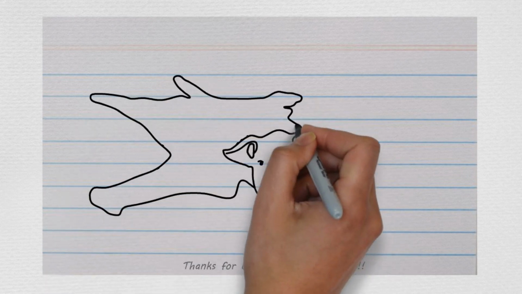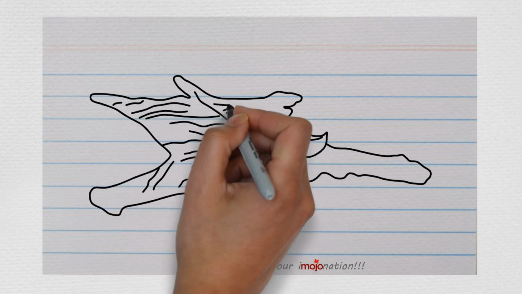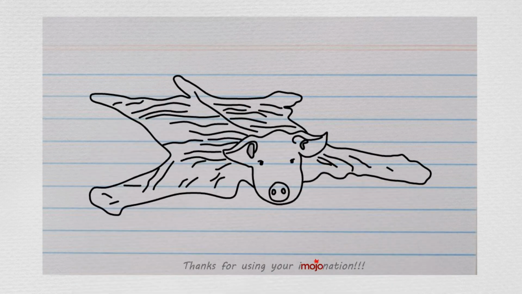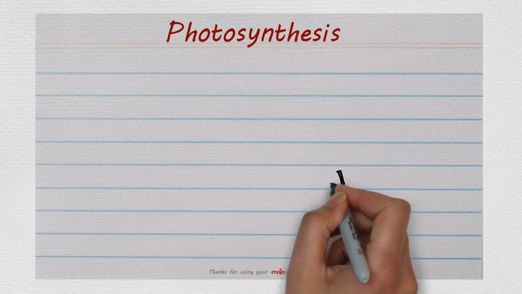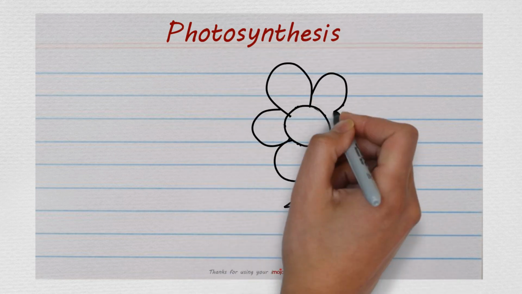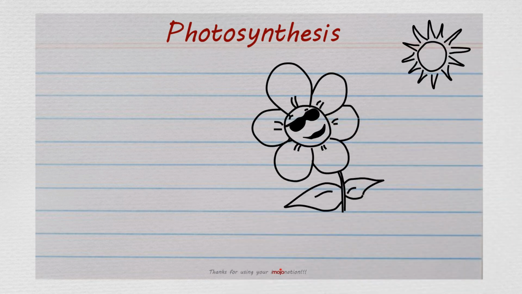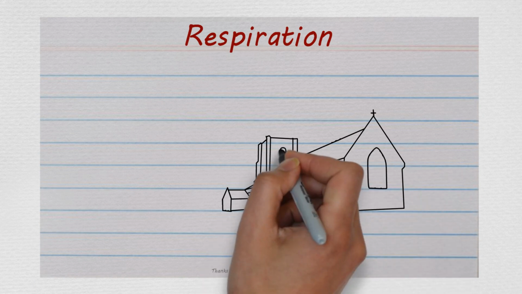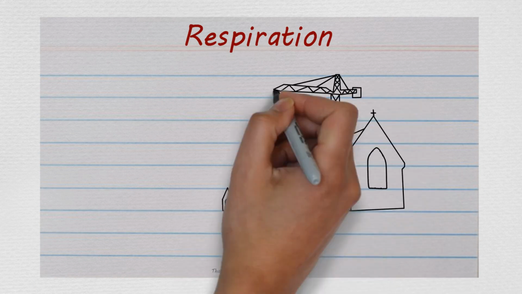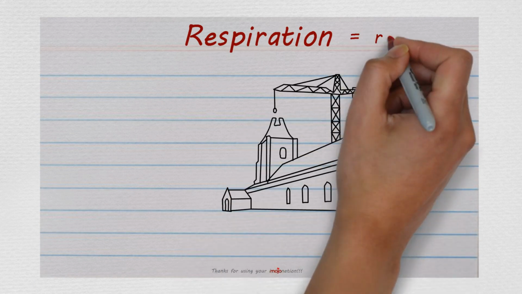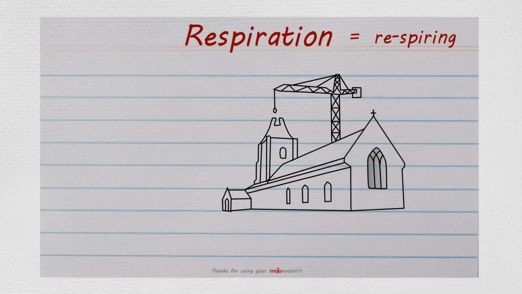The whole content of this video in 2 words. Right, let's get started. For photosynthesis, we like to imagine a single plant in the sunshine on a beautiful, warm summer's day. It's the most peaceful, relaxing scene you can imagine. The plant's just sitting there, catching some rays. For respiration, we imagine a church that has some serious building works going on. They're actually replacing the church spire, they're respiring the church, and it's taking a huge amount of energy to complete.